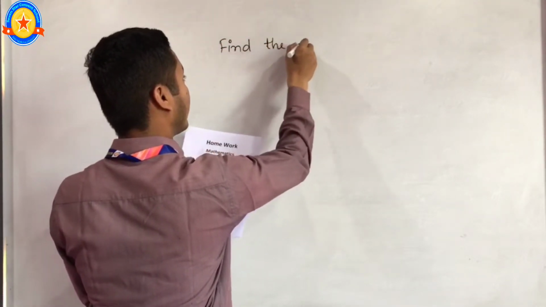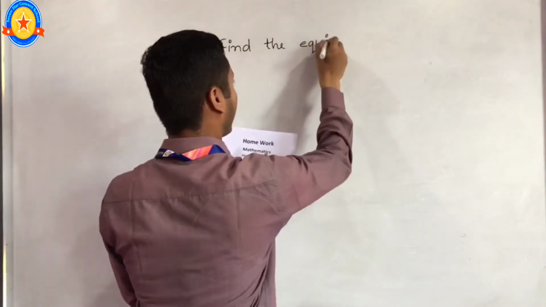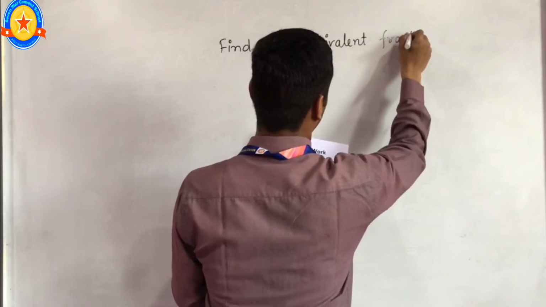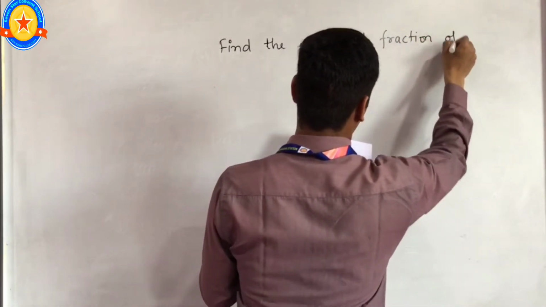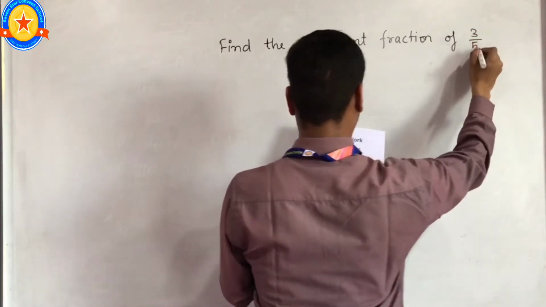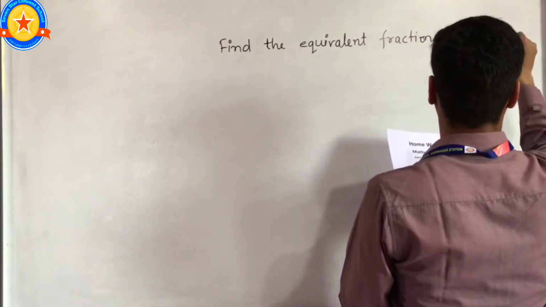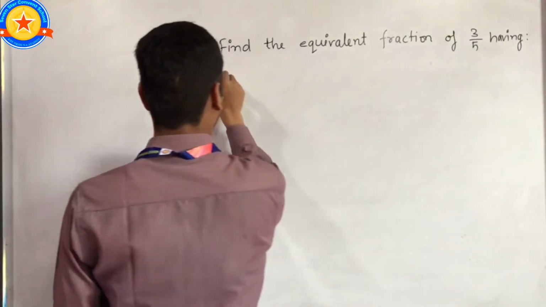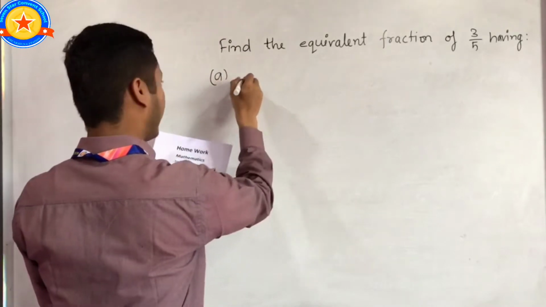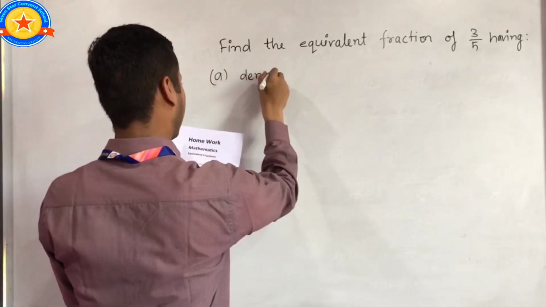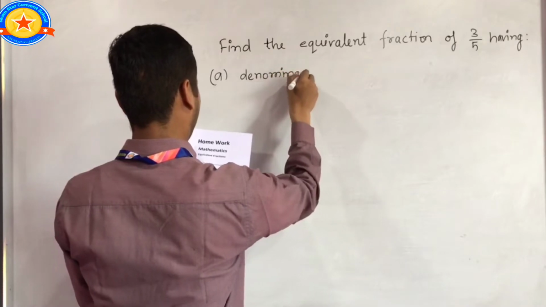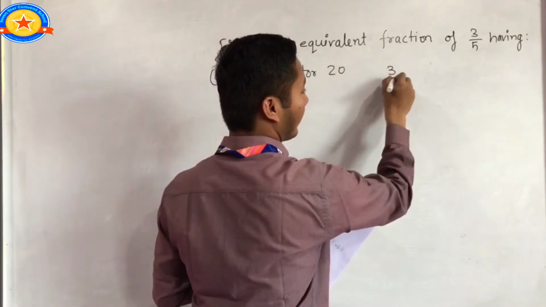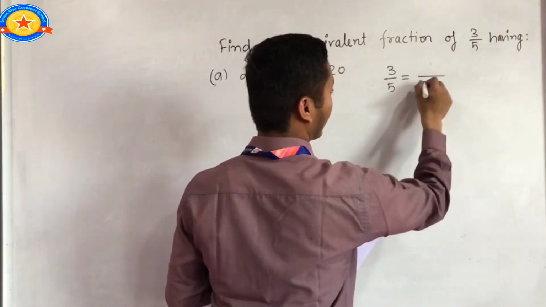A part is denominator 20. That means the equivalent fraction of 3 by 5 having denominator 20.